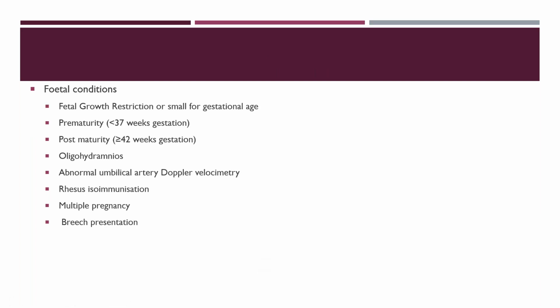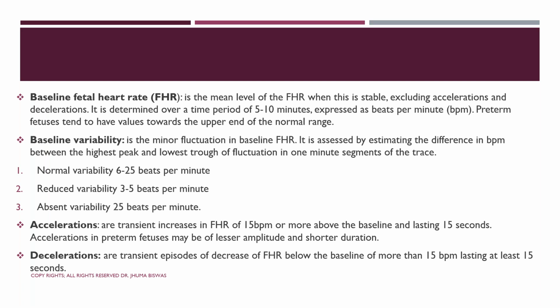Regarding the fetal condition, if it is an IUGR baby or small for gestational age, prematurity, that is less than 37 weeks of gestation, post-maturity, more than or equal to 42 weeks of gestation, oligohydramnios, abnormal umbilical artery Doppler velocimetry, rhesus isoimmunization, multiple pregnancy or breech presentation, they need continuous monitoring by CTG.